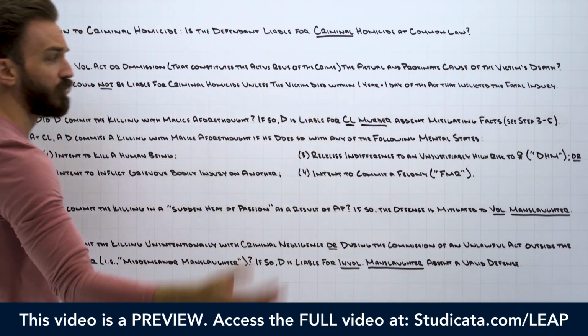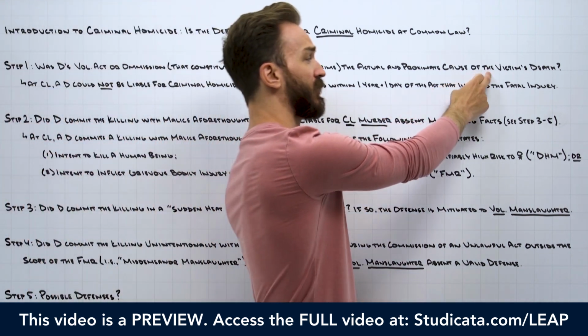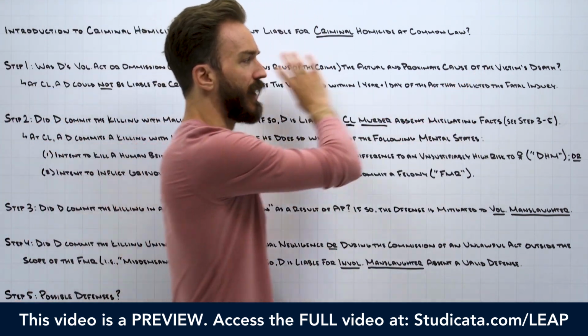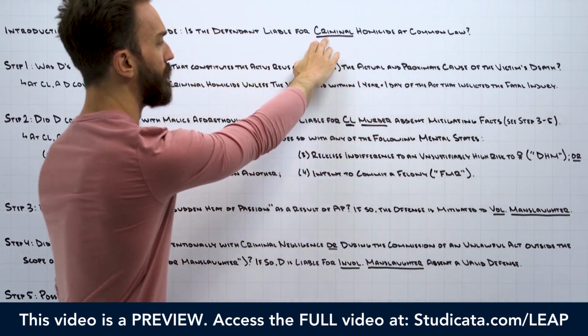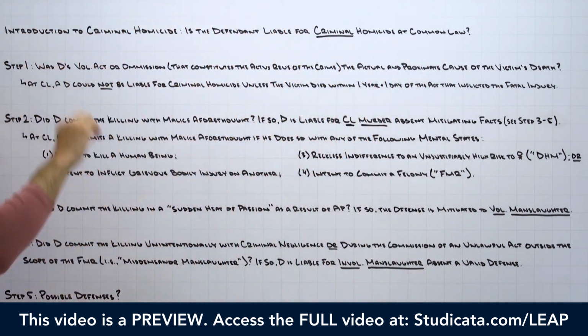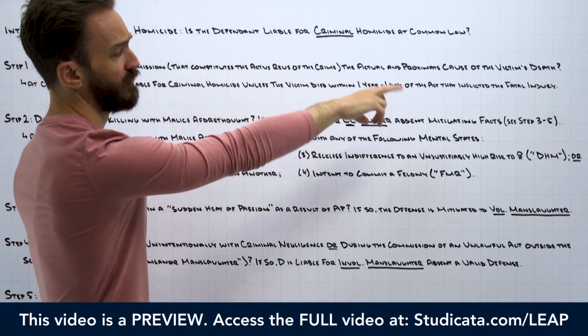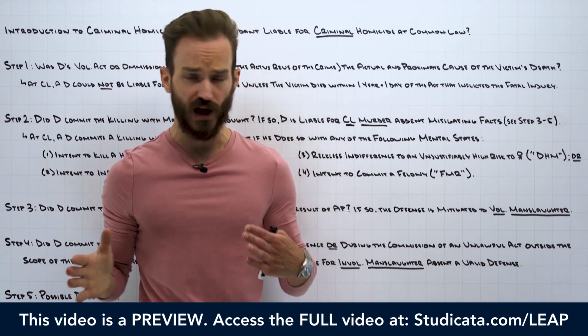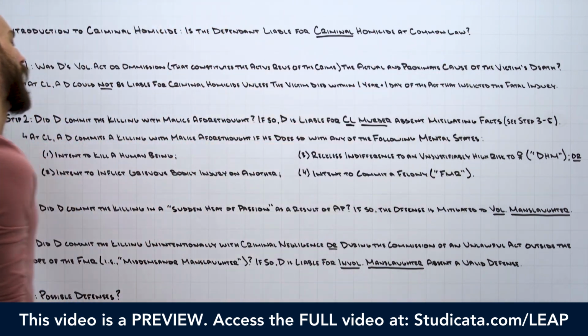Of course, if we don't have that, if the defendant was not the actual and proximate cause of the victim's death, then the analysis ends right here. Then the defendant is not liable for criminal homicide. The defendant's not liable for murder, not liable for manslaughter. If the defendant is not the actual and proximate cause of the victim's death, we can stop at step one. Defendant is not liable for criminal homicide.